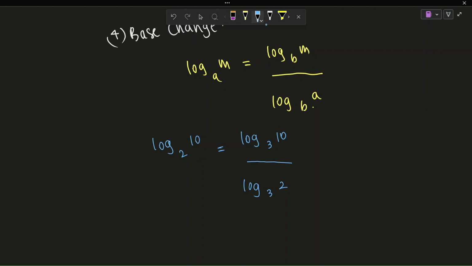Since it's confusing, we're going to do one more example. For this example, we have log 3 to the base 15, and we're going to turn this into a logarithm with a base 5. So like the rule states, in the numerator it's going to be log with the new base 5 and the number, which is 15, over the denominator, which is log with the new base 5 and the old base. That's it. That's the base change rule.